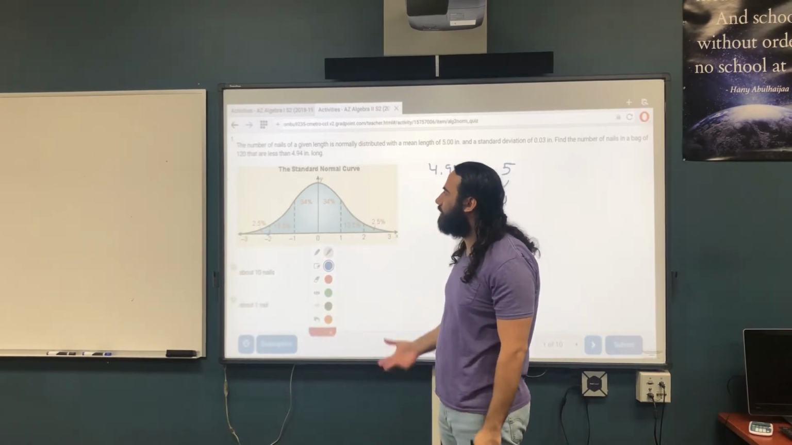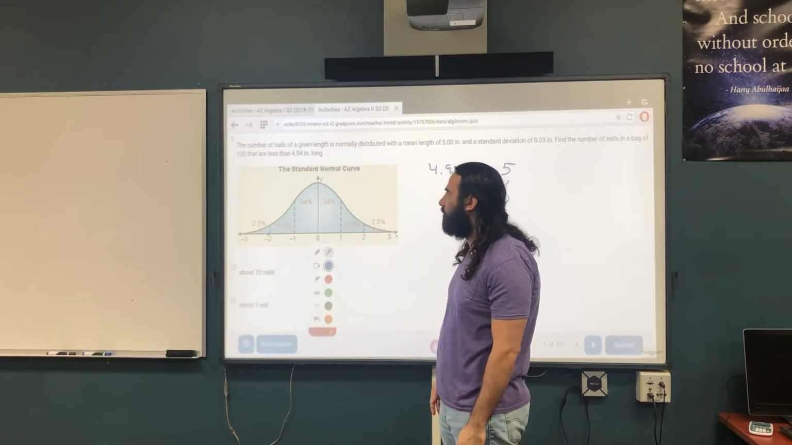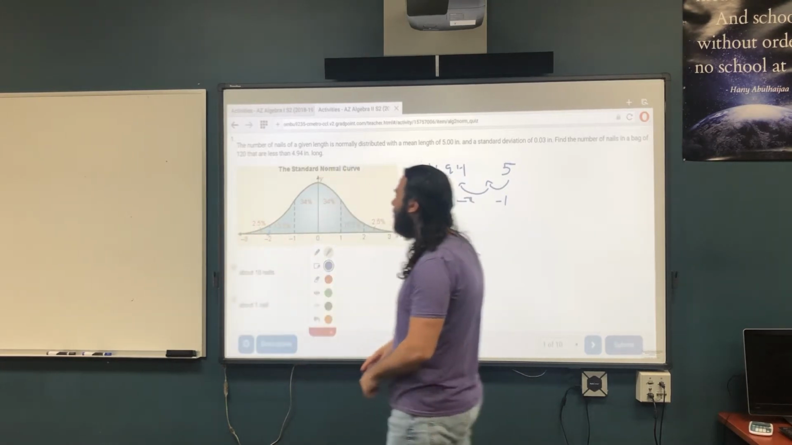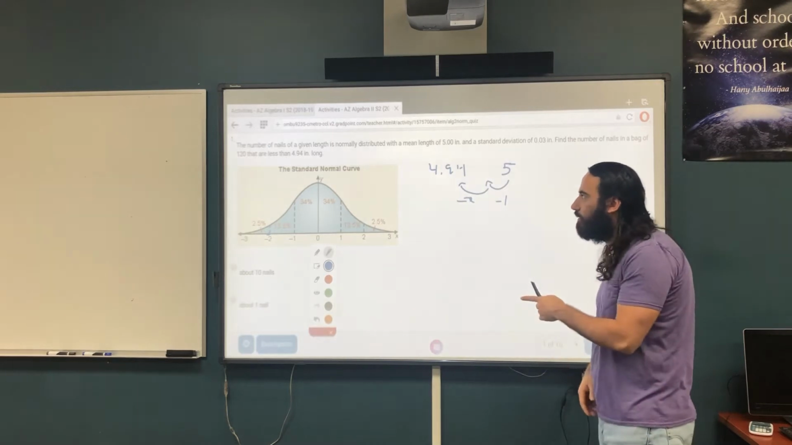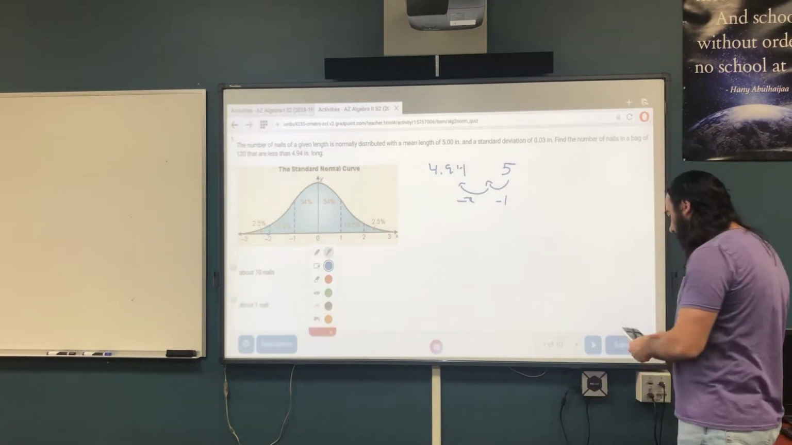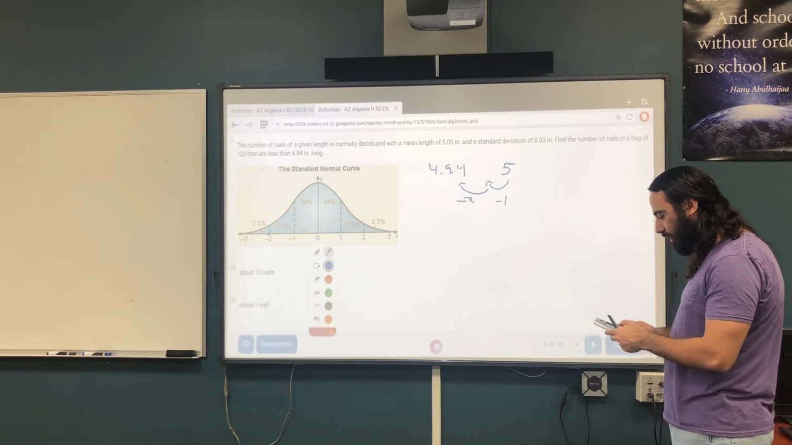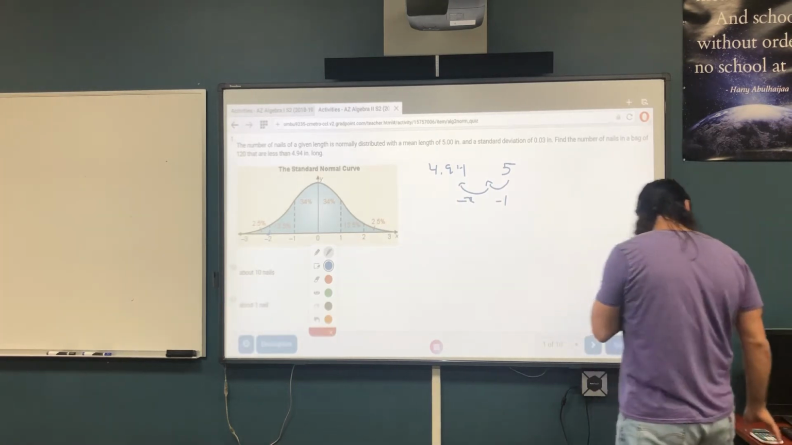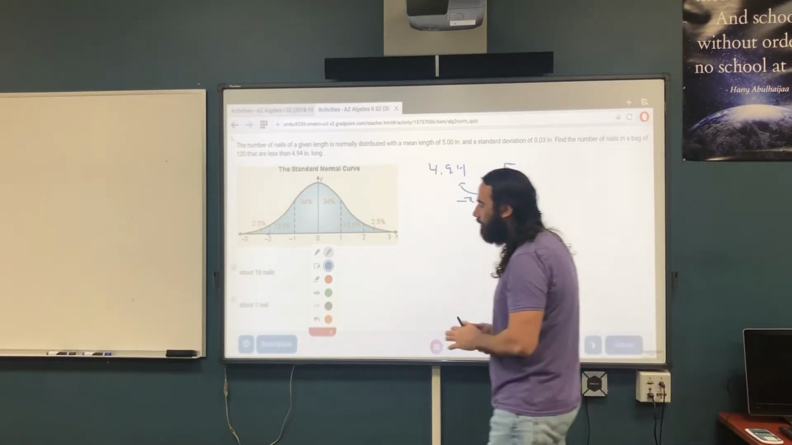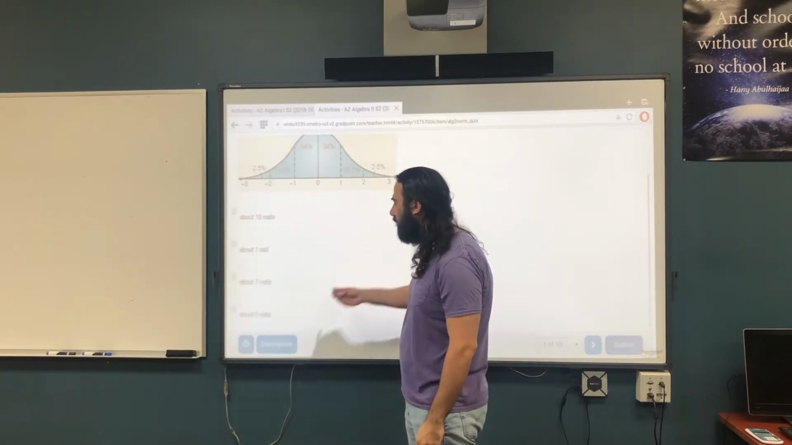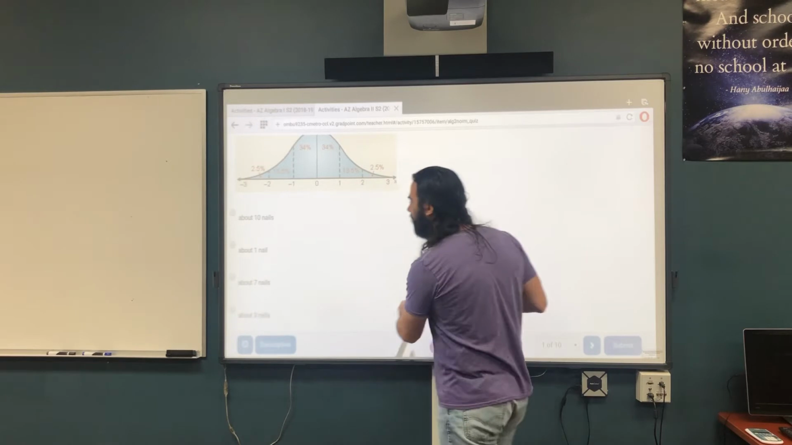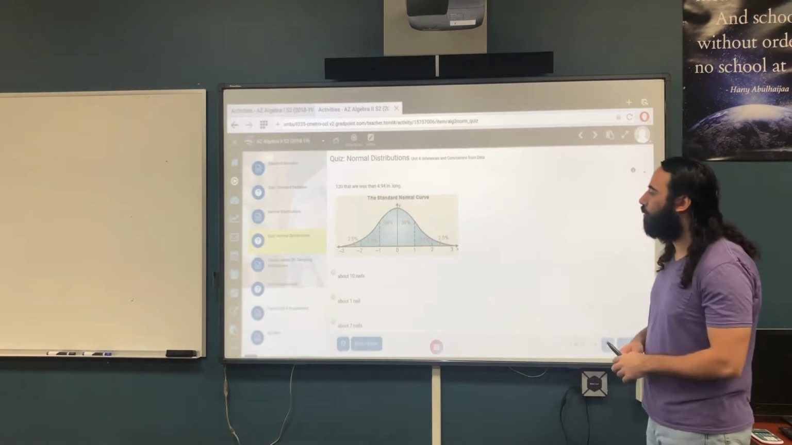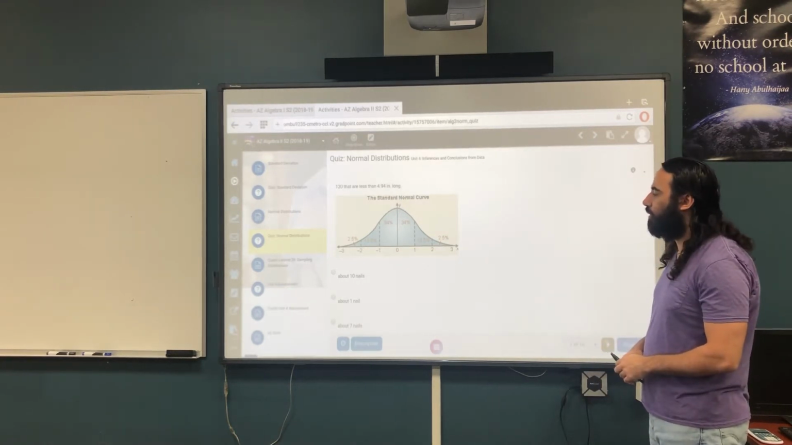Now he wants less than 4.94 inches long, which means it's going to be 2.5% out of the 120. So if we take 2.5% times the 120, it's about 3 nails. So you multiply the 2.5% times the 120 nails. Question 2.